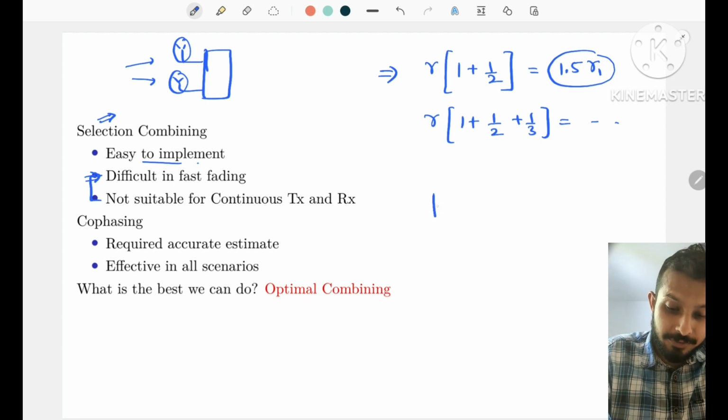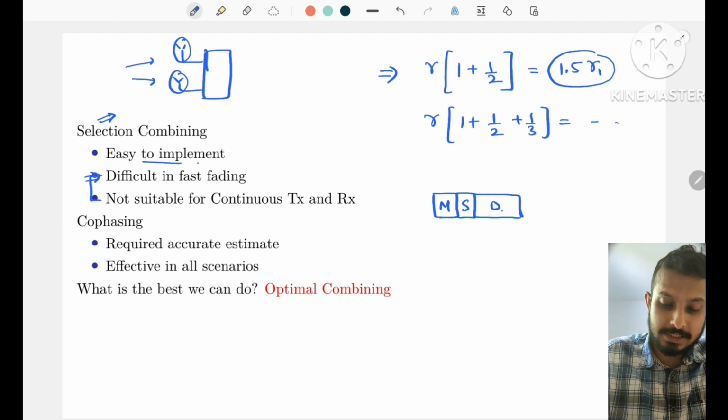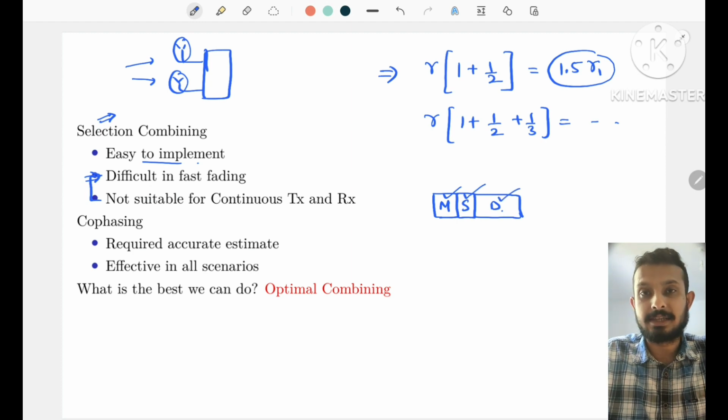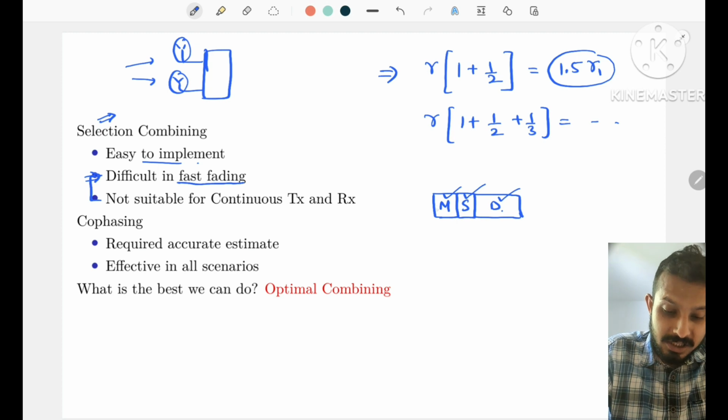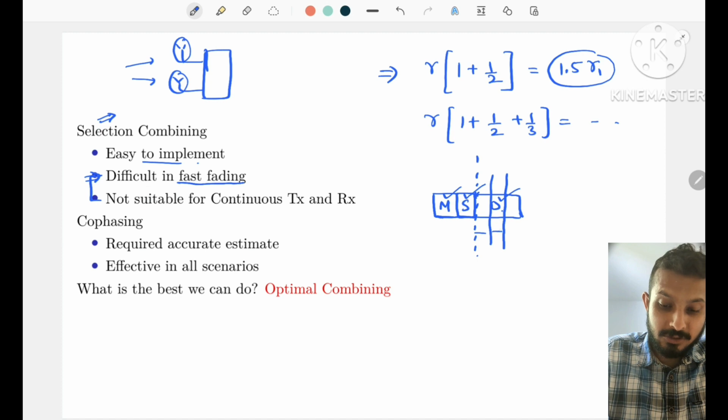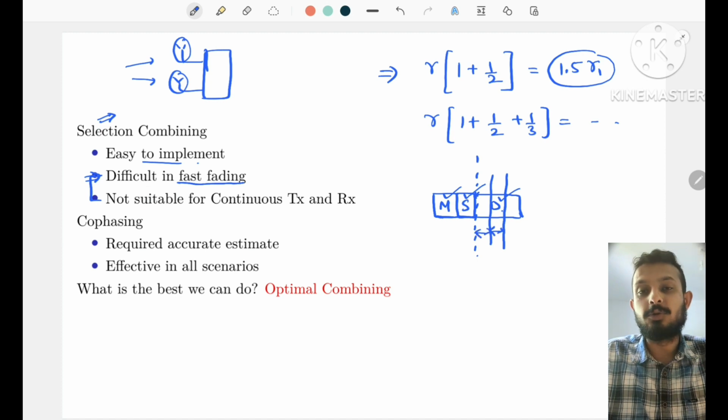Because in selection combining, we first have to measure the signal. We require some time to measure the signal. Then we require some time to select the best branch. And then we want to detect the signal X. So we have three stages in selection combining. First, we measure, then we select, and finally we detect the signal. In case of fast fading, the channel is changing very fast. So it may happen that you first measure, then you select, but then the channel has changed. That means you again have to measure, you again have to select, and you do not have enough time to detect the signal.